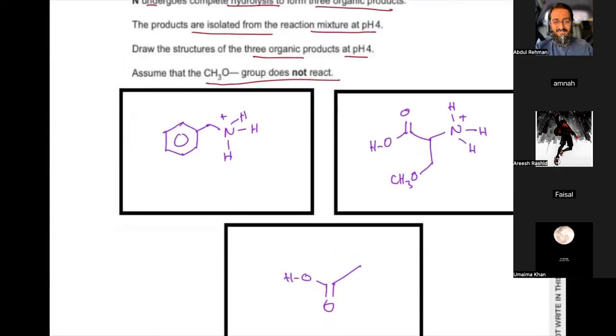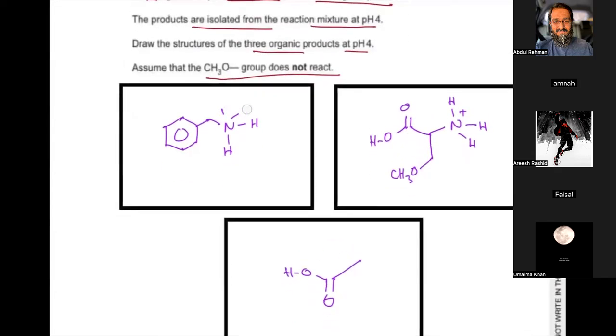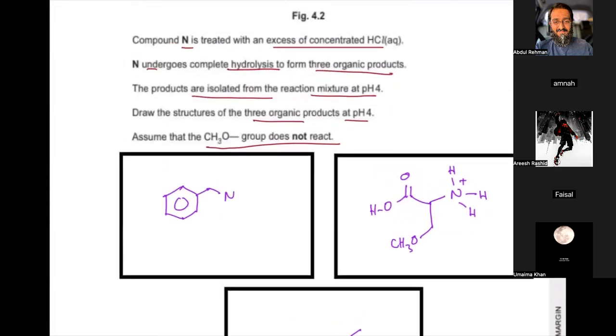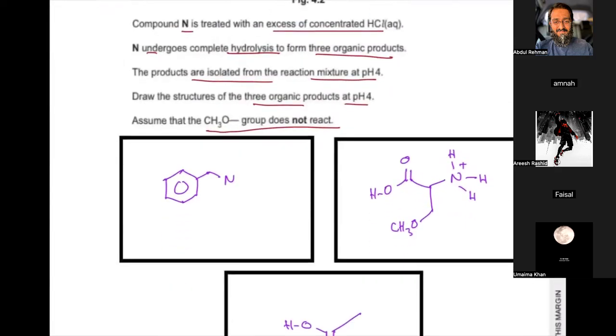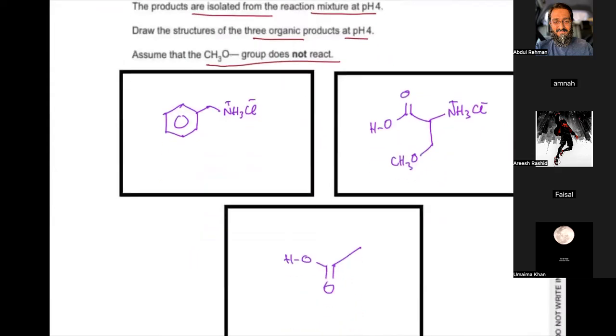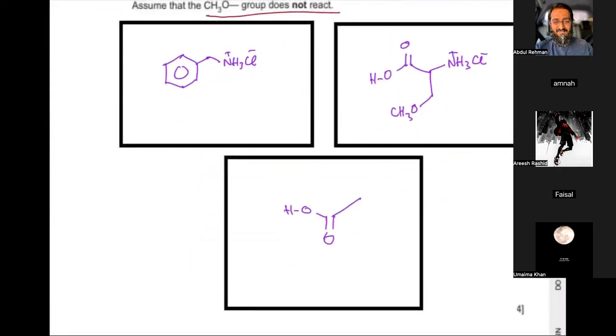And I think it's better to write it because they have mentioned it's HCl. So actually it is going to be NH3 positive, Cl negative. Same thing is going to happen over here, NH3 positive and Cl negative. And over here, we get carboxylic acid.